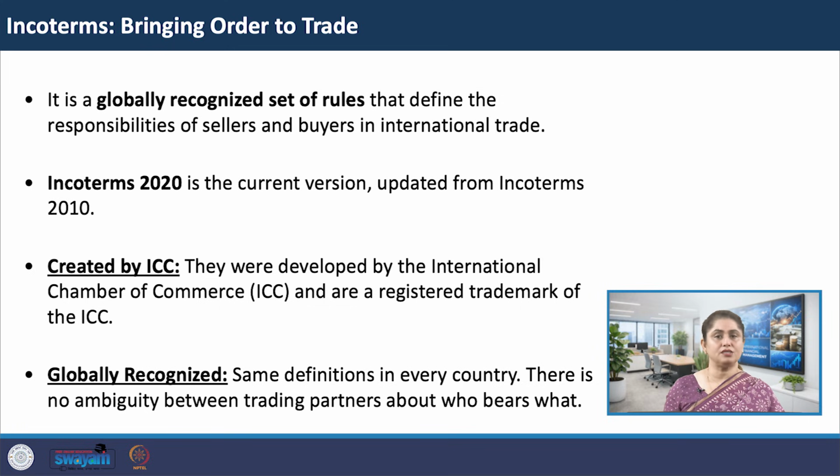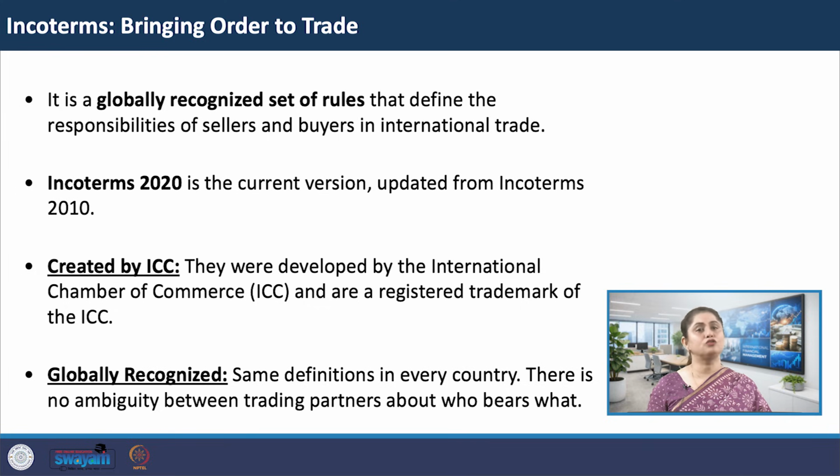The current version is Incoterms 2020, published by the International Chamber of Commerce. It replaced Incoterms 2010. Key changes in the 2020 version include DAT was renamed to DPU. The insurance requirement for CIP was upgraded from Clause C to Clause A. We will revisit both of these points when we reach those specific terms.